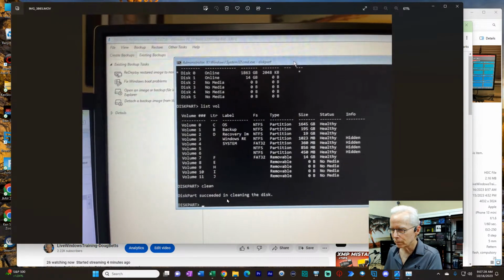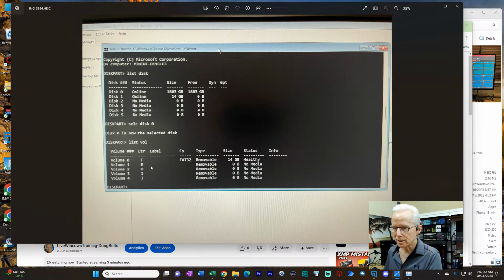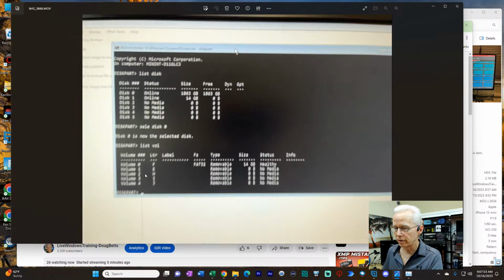Next photo, oh, that's a video by mistake. Going past that, and this is after I had completed the clean operation. These other drive letters I think are showing because the previous volumes on that drive had several drive letters, but now those drive letters are no longer available.